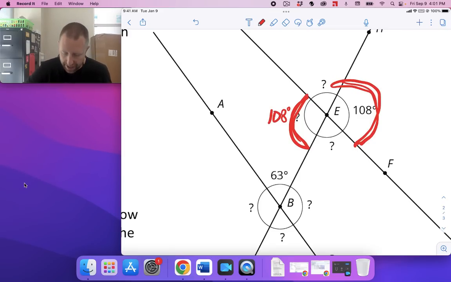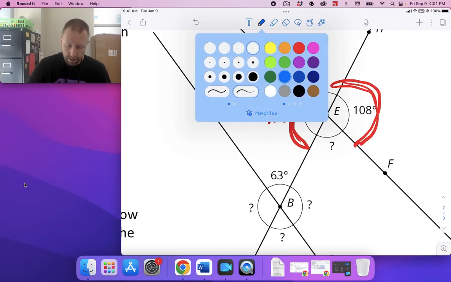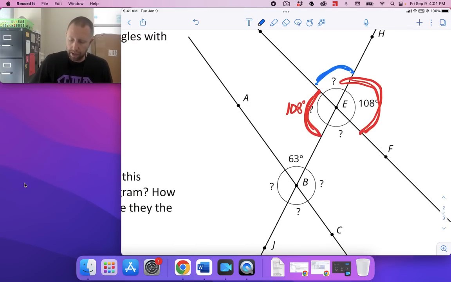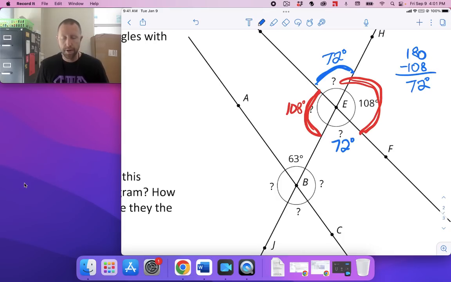To get the missing angle beside it, I'll do that in a different color. This angle right here, I need to subtract 108 from 180. So I'm going to do that. 180 minus 108 gives me 72 degrees. So if this one is 72 degrees, we know that the one below it, the vertical angle to it, is also 72 degrees. But I can't just transfer that down, right?